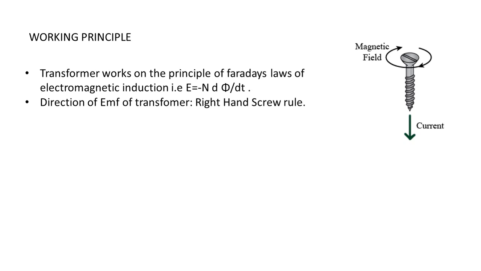As we know, if we rotate the screw in the clockwise direction, the screw will go in the downward direction, or we can say in the inward direction. In the same way the current flows in the inward direction if we rotate it. So if we rotate the flux in the clockwise direction, then the current will flow in the inward direction, that is in the windings. So here we can relate this rule with the direction of current which flows in the circuit. So if the flux is rotated in the circuit, then the current will flow in the inward direction, that is in the windings. This way the transformer works.